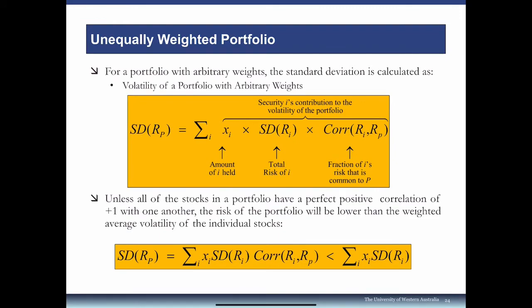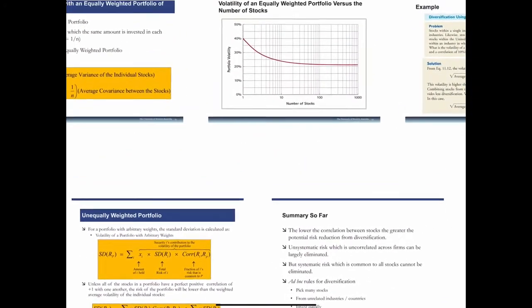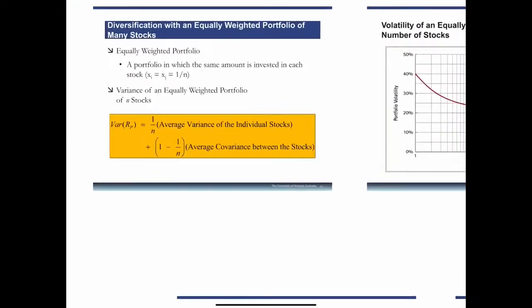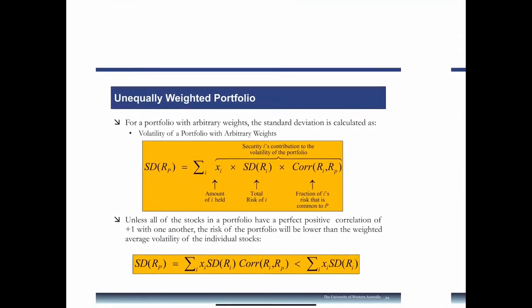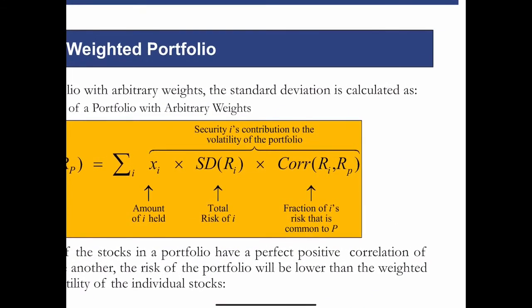See how this formula is slightly different from the one over here, because that one uses the average variance of the individual stocks and the covariance between the stocks, but this one has to do with the individual stock times its contribution to the risk that is common to the portfolio, right?